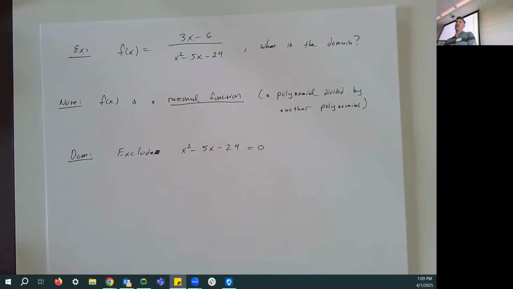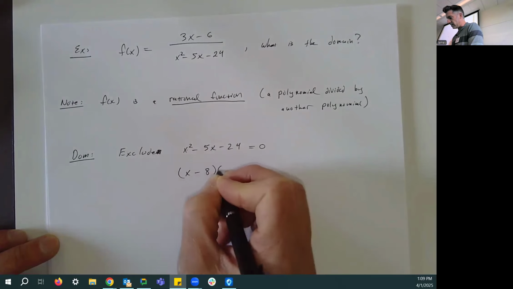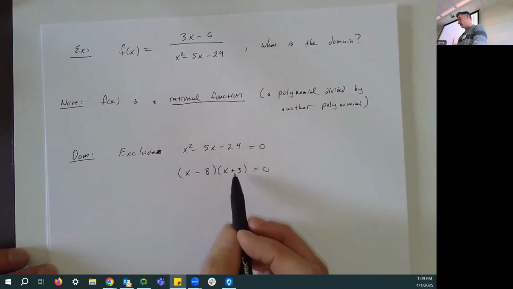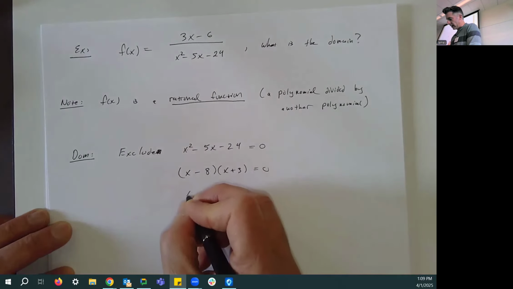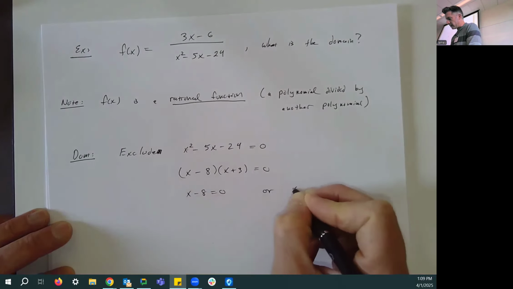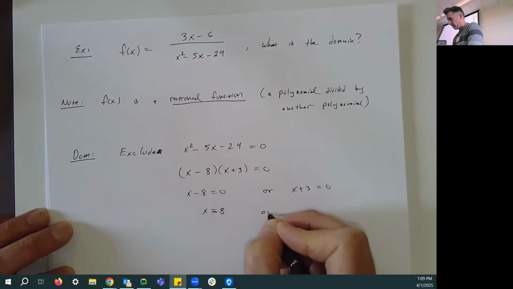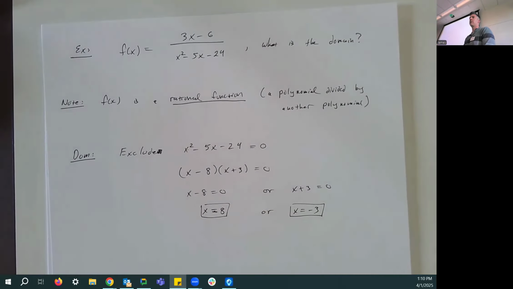If it's a quadratic equation and it doesn't factor easily, you can always use the quadratic formula. I don't want to use the quadratic formula because it does factor, but if it didn't, I would. This is going to factor as x minus 8 times x plus 3, because negative 8 times 3 is negative 24, and negative 8 plus 3 is negative 5. And then I want to exclude where x minus 8 is equal to 0, or x plus 3 is equal to 0. Or in other words, I want to exclude x equal to positive 8, x equal to negative 3.